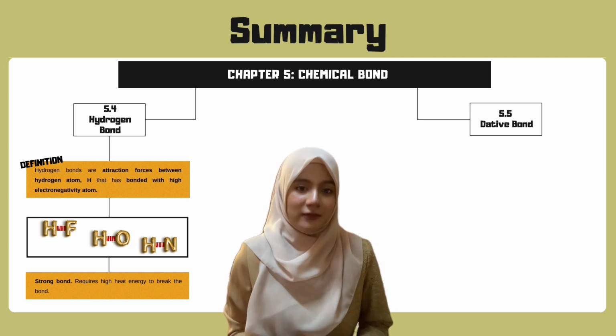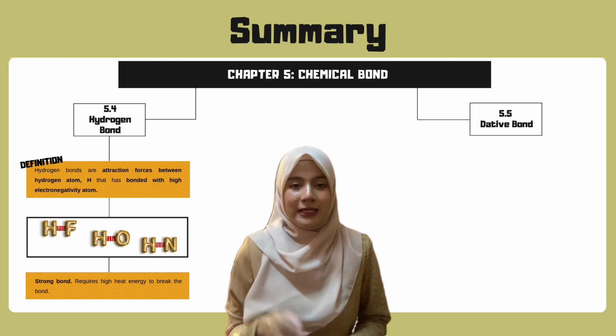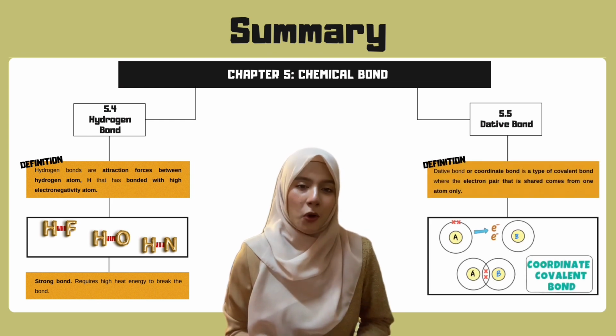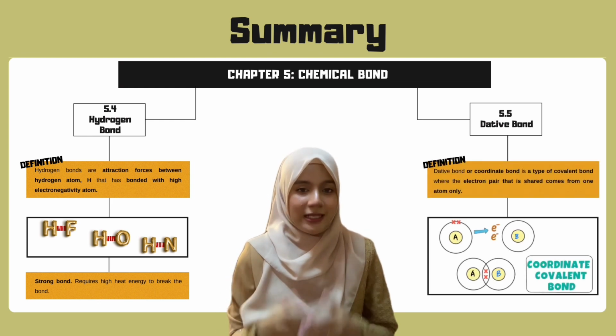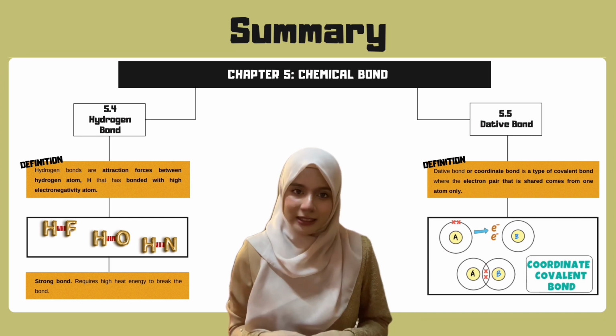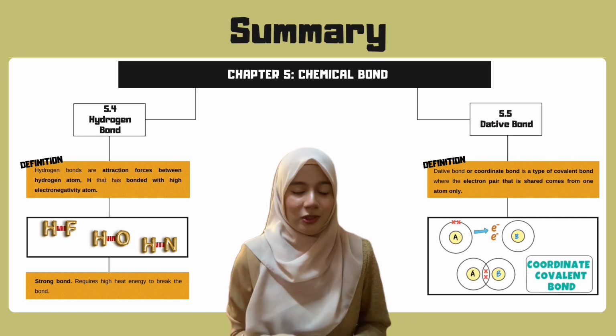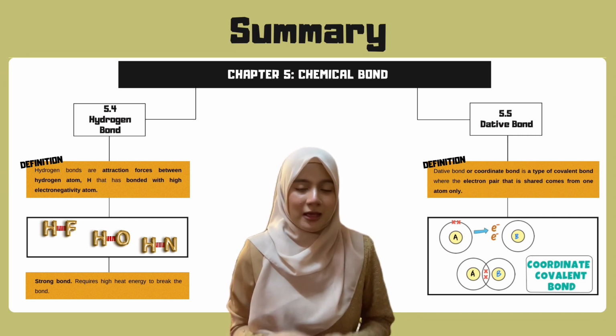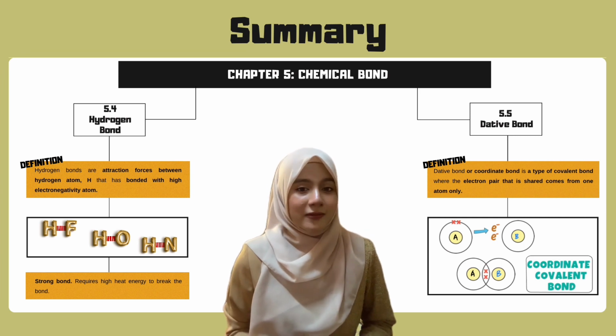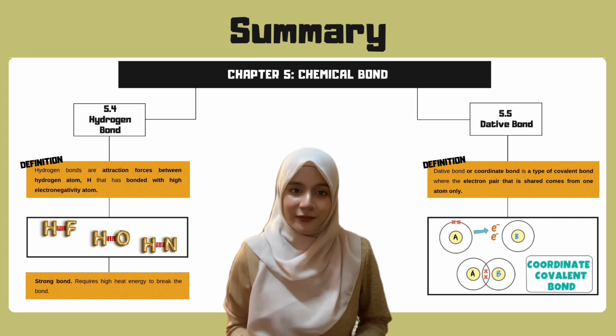Next, we also have learned about dative bond. Dative bonds are formed when only one atom shares the electron, while the other atom doesn't share any electron to achieve stability. So, I hope all of the learning objectives are successfully achieved.